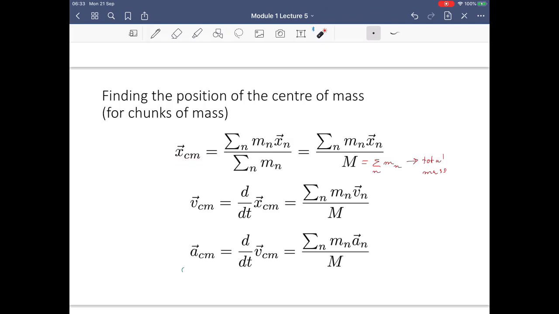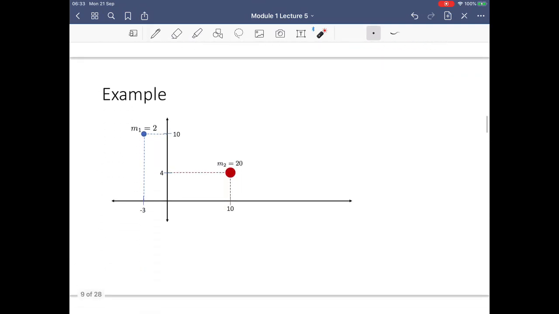Okay, if you can find xCM, then you can of course find vCM and aCM by taking the derivative with respect to time, just like this, or in terms of summation it will look like this. Okay, now let's see an example of how to find xCM and also yCM.